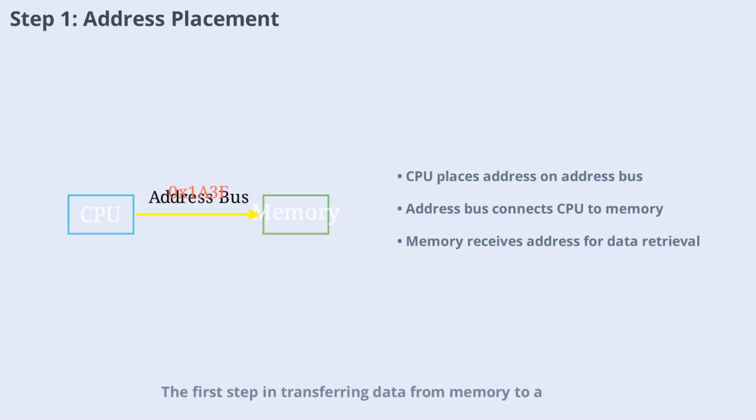The first step in transferring data from memory to a register is placing the memory address on the address bus. The CPU determines which memory location it needs and sends this address out. The address bus carries this information to the memory module, ensuring the correct data is accessed. This precise targeting is essential for accurate data retrieval. Next, the system prepares to read the data.